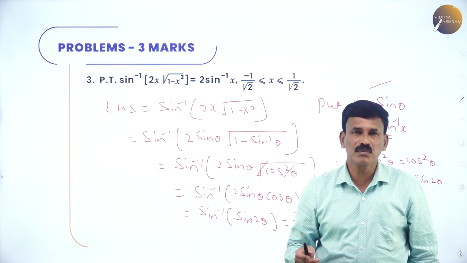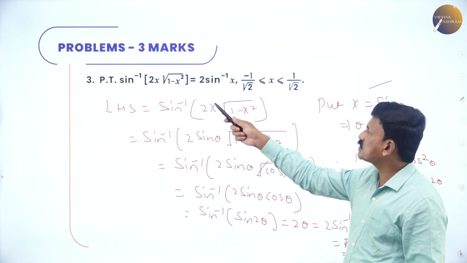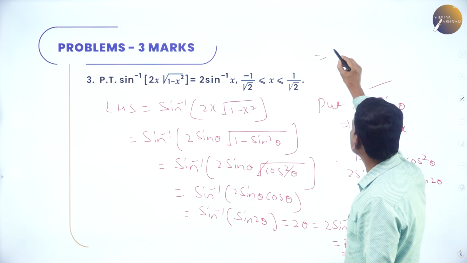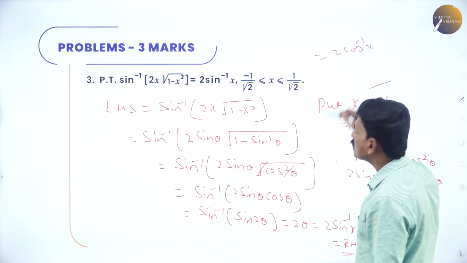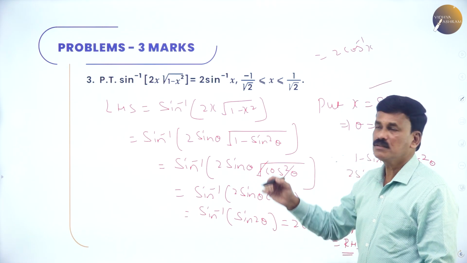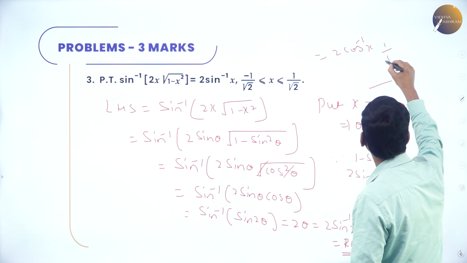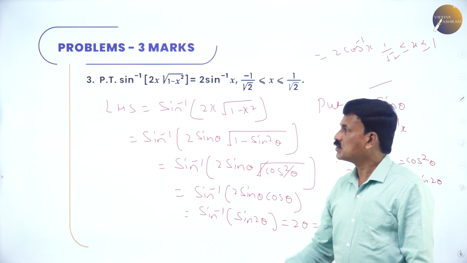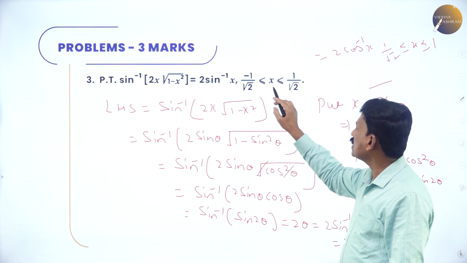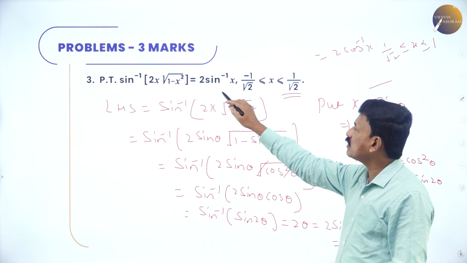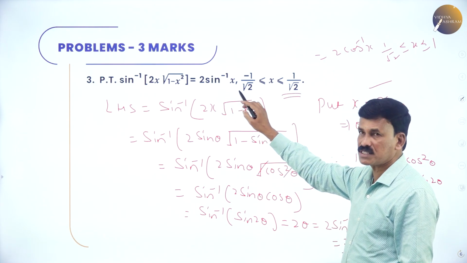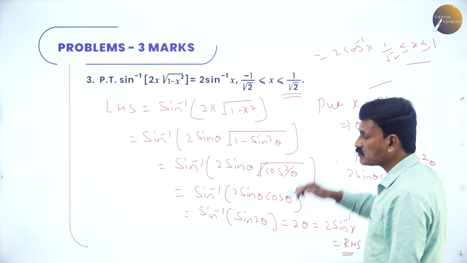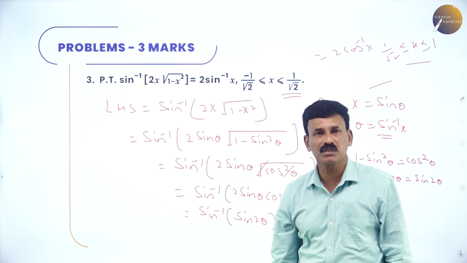Now, there is one more problem like this. Same, prove that sin inverse of 2x into root of 1 minus x square is equal to 2 cos inverse of x. The condition is here, instead of minus 1 by root 2, it is plus 1 by root 2, less than or equal to x, less than or equal to 1. That's it. So, if it is minus 1 by root 2, less than or equal to x, less than or equal to 1 by root 2, the answer on the right hand side is 2 sin inverse x. If it is 1 by root 2, less than or equal to x, less than or equal to 1, that is 2 cos inverse x. These two problems are very important.